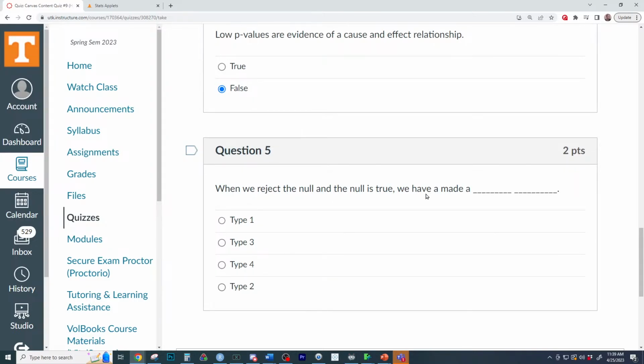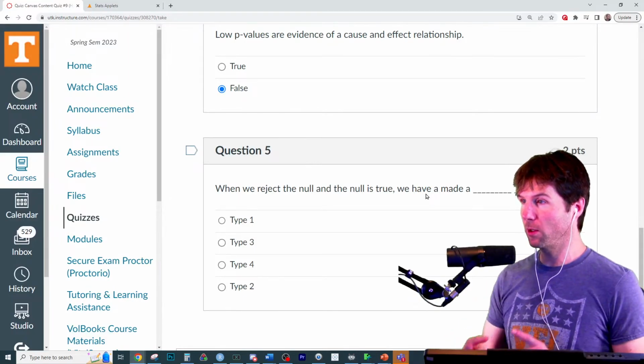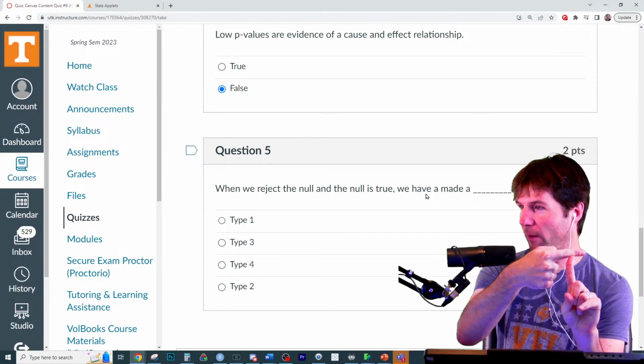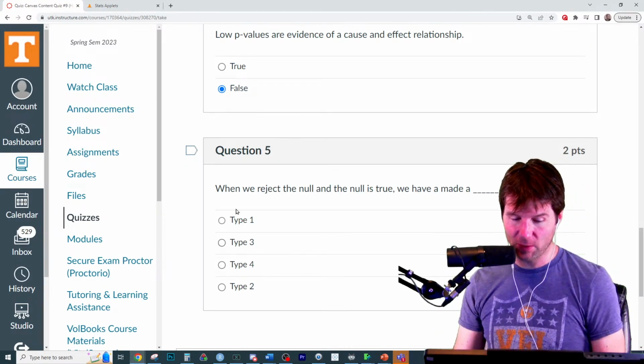When we reject the null and the null is true, we've made a what? Very easy. We practice this a lot. When we reject the null and the null is true, we've made a what? This one should be pretty easy right here. So when the null is true and we've rejected it, type 1 error. And that's why I love teaching it that way.